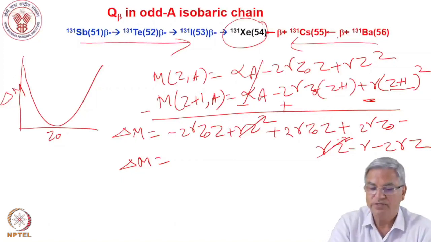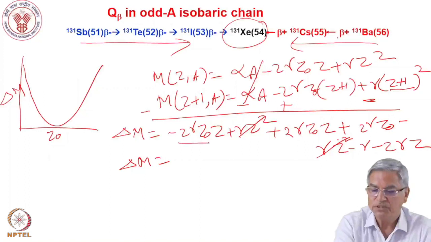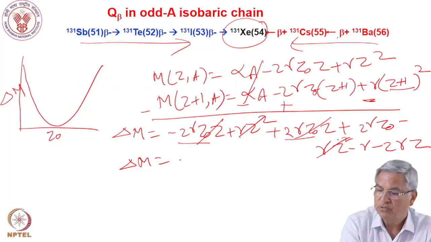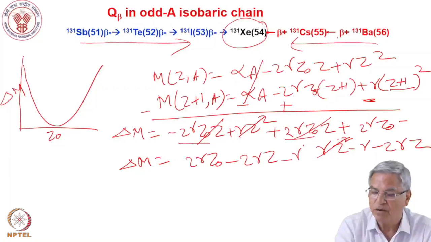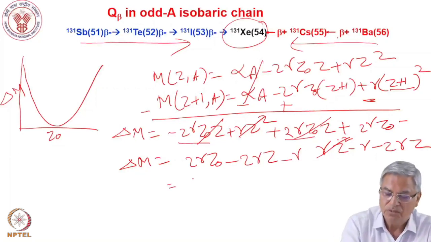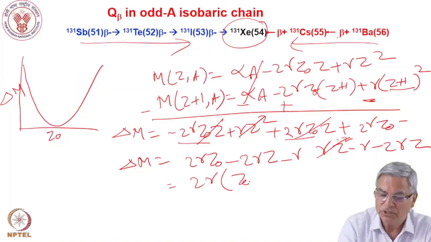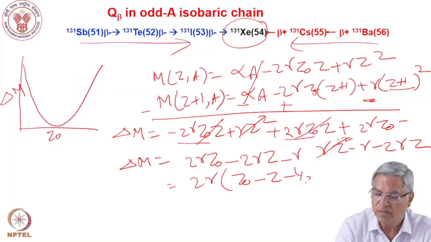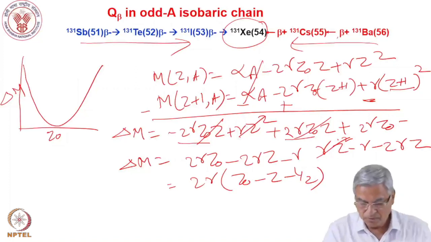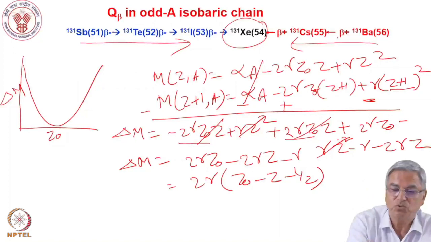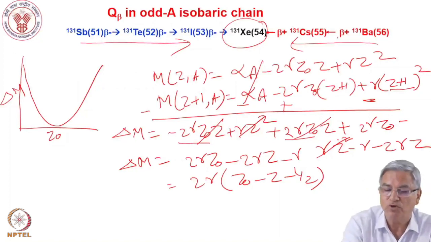And so we are left with minus 2 gamma Z, 2 gamma Z0 Z also gets cancelled out. So we will have these three terms: 2 gamma Z0 minus 2 gamma Z minus gamma. So it will be 2 gamma, you can take out, (Z0 minus Z minus 1/2). This is the relationship for the Q beta minus. We showed Q beta minus because we are going from Z to Z plus 1.